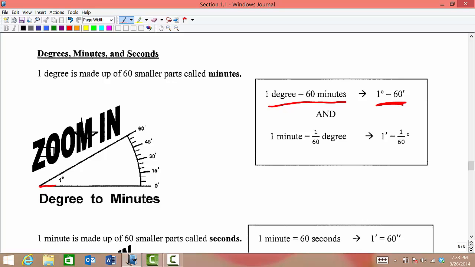Also, when we break this down and we look at 1 minute, 1 minute would make up 1/60th of 1 degree, because there's 60 minutes in 1 degree. If I look at just one of those little tiny minutes, that would be 1/60th of the overall 1 degree.